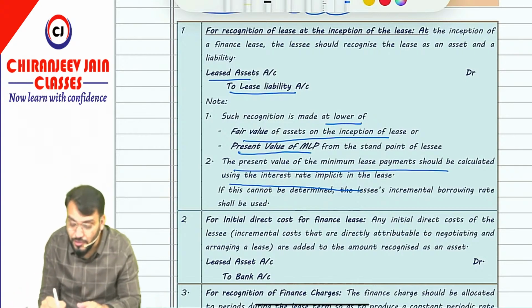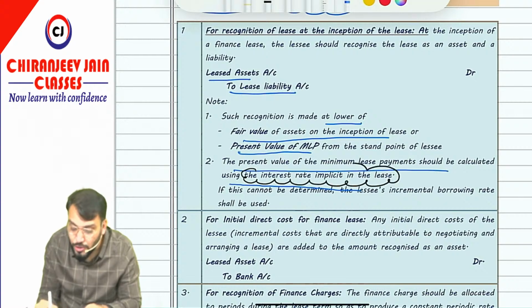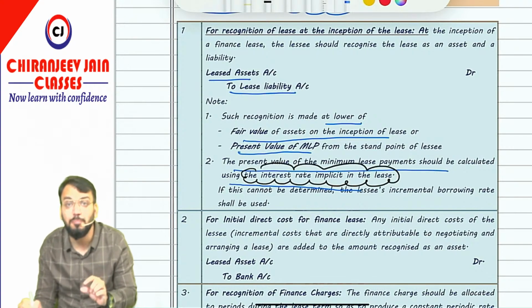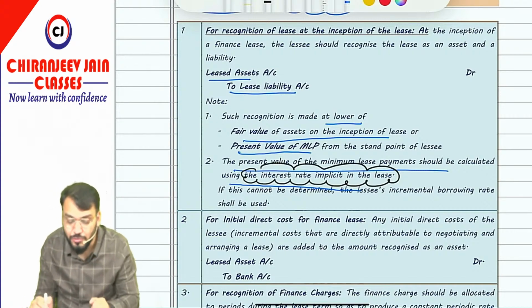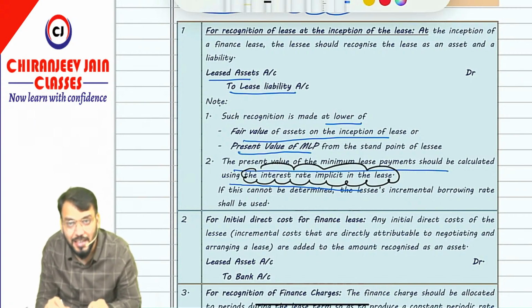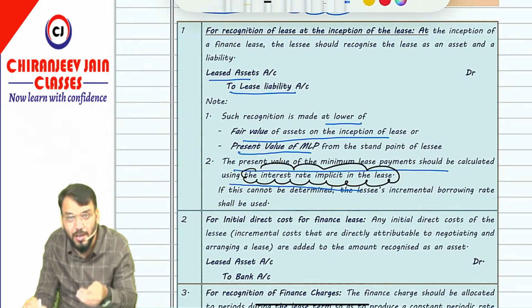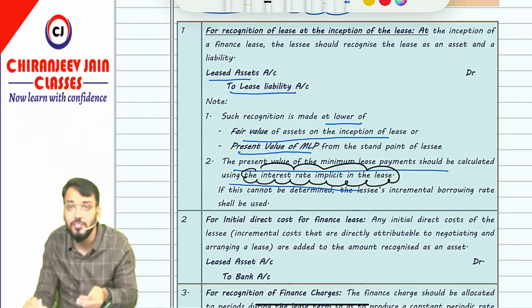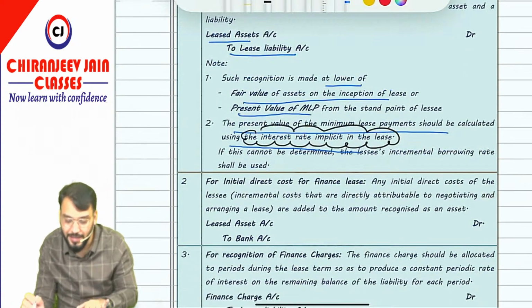Understood? Yes, sir. Now, sir, what do you mean by interest rate implicit in lease? This is actually determined from the lessor's point of view. So I will explain this term when we do lessor accounting. One thing you have understood is that we need to pass a journal entry on inception of lease in the books of lessee. The journal entry will be lease asset account debit, lease liability. It will be recognized at an amount equal to the lower of fair value of asset on inception of lease or present value of minimum lease payment from the standpoint of lessee. That present value will be calculated by using the interest rate implicit in the lease or the lessee's incremental borrowing rate.